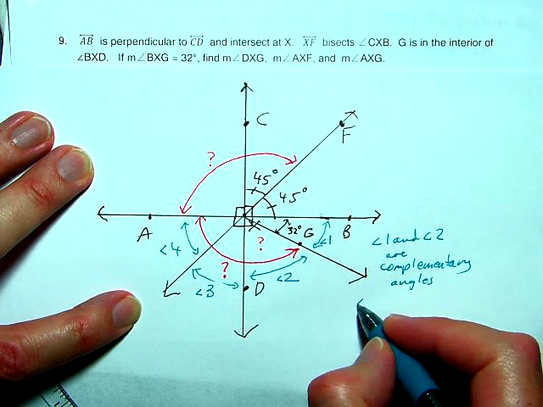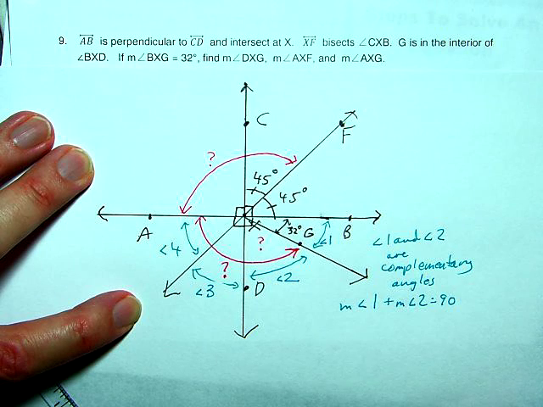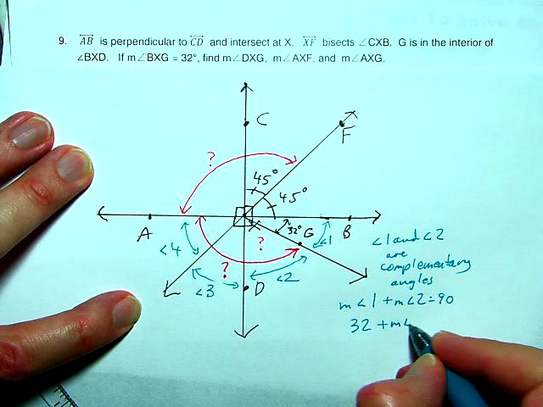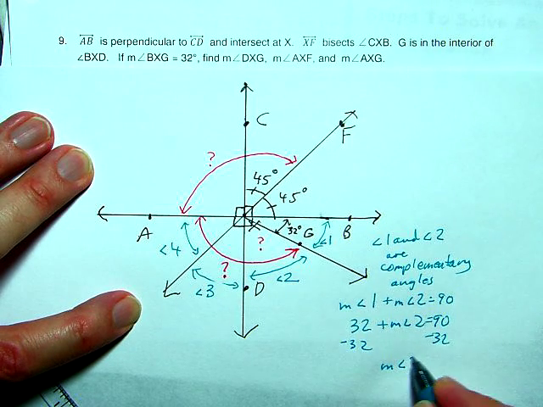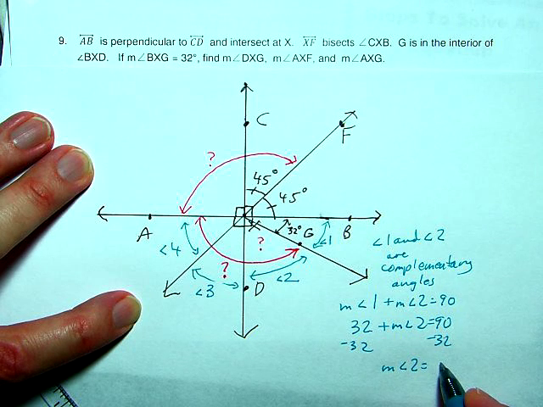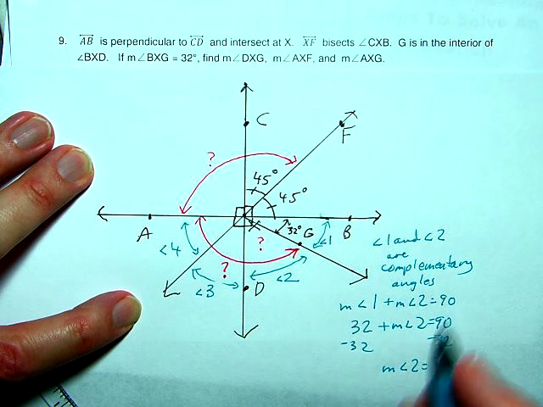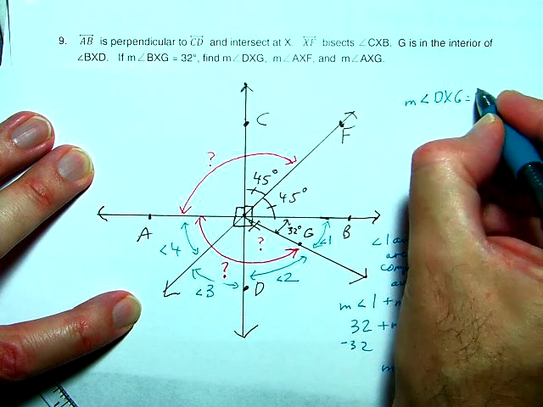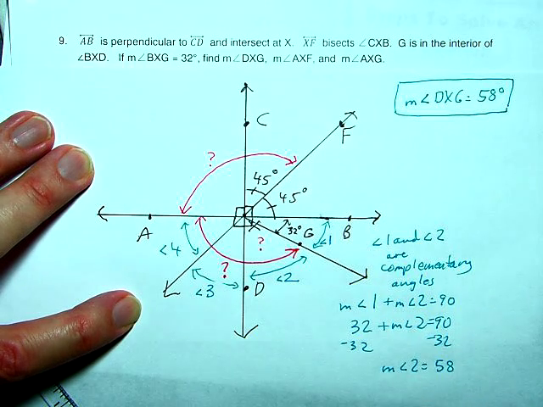So that means that the measure of angle 1 plus the measure of angle 2 is equal to 90. We know that the measure of angle 1 is 32 degrees, plus the measure of angle 2 is equal to 90. And we can subtract 32 from both sides, and that gives us that the measure of angle 2 is going to be equal to 58. But angle 2 is the first angle we're trying to find, DXG. That's the same as angle 2. So we've got our first answer. The measure of angle DXG is equal to 58 degrees. One angle down, two angles left.